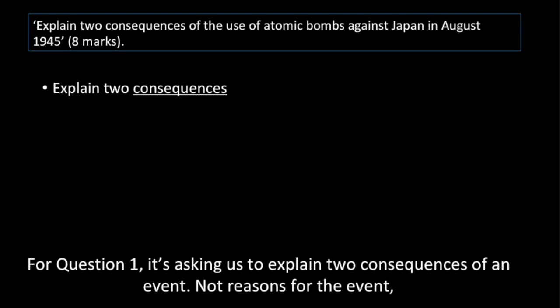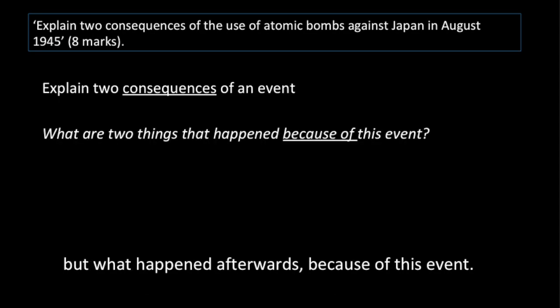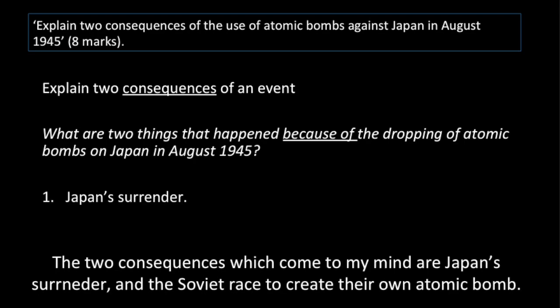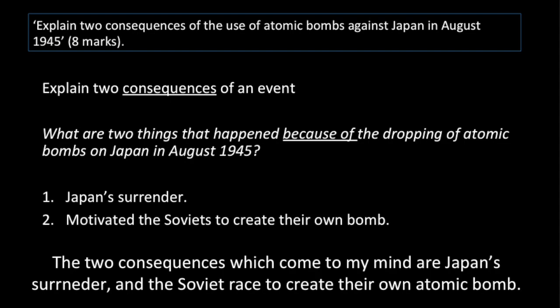For question 1, it's asking us to explain 2 consequences of an event, not reasons for the event, but what happened afterwards because of this event. The event it wants us to examine, of course, is the use of atomic bombs against Japan in August 1945. The 2 consequences which come to my mind are Japan's surrender and the Soviet race to create their own atomic bomb.